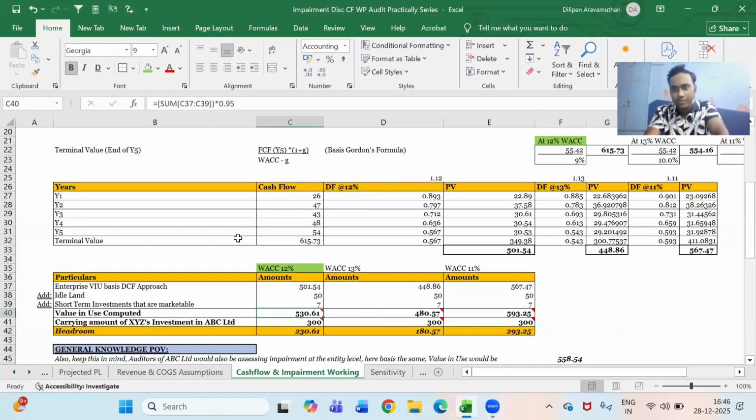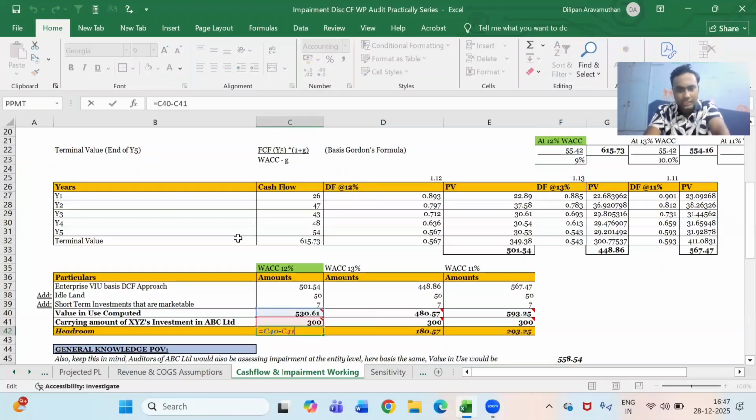Go back to the start of our discussion. I told you something that was really important. XYZ Limited holds a stake of only 95% in ABC Limited. ABC Limited is not a wholly owned subsidiary of XYZ Limited. I hope you remember that we discussed this, guys. And if you see the carrying amount of XYZ's investment in ABC Limited, it is 300 crores. So since the value in use significantly exceeds the carrying amount, we have sufficient headroom, guys, of 230.61 crores.